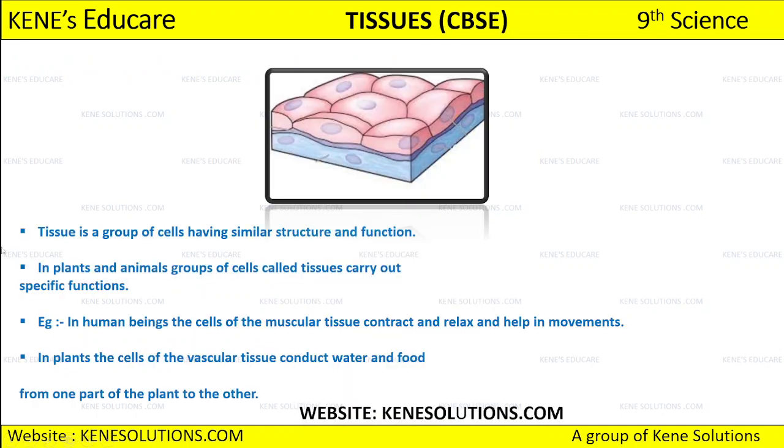So see, what exactly a tissue is. A tissue is a group of cells having similar structure and function. So when a group of cells comes together, and in that group all the cells have similar structure as well as similar function which they are performing, then that group of cells together is going to form the tissue.